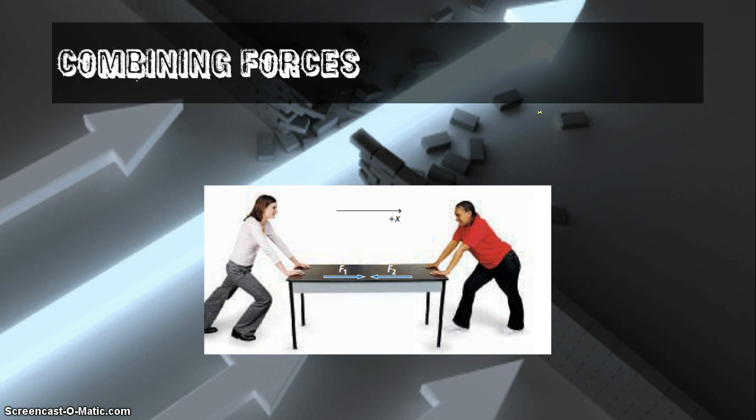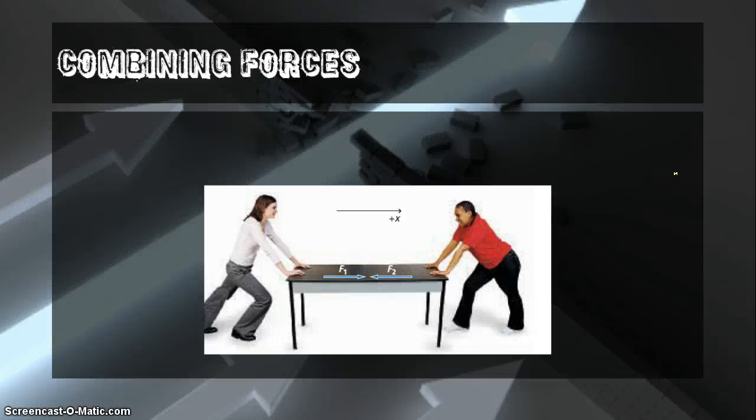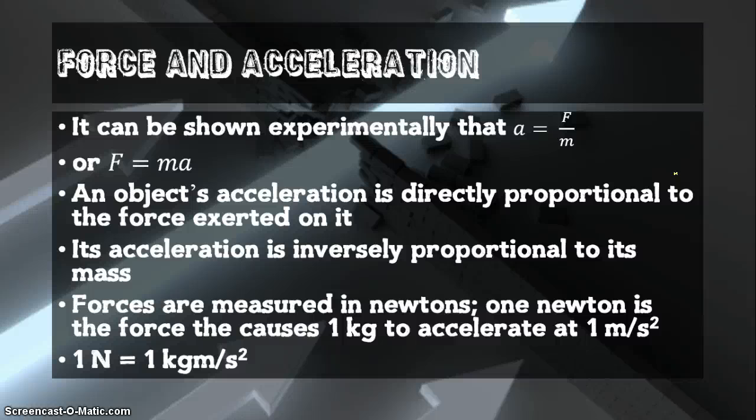Now, I've been talking about and referring to net force. We want to look at how we add those forces together. So in this case, we look at the vector sum of all the forces acting on an object, in this case the table, and we're going to call the right our positive direction. We have force 1 pushing the table to the left, force 2 pushing the table to the right. Those two are going to cancel each other out, and the table is going to have 0 net force, thus having 0 acceleration.